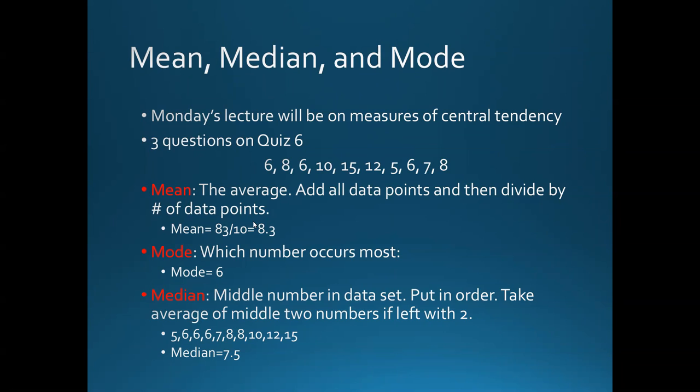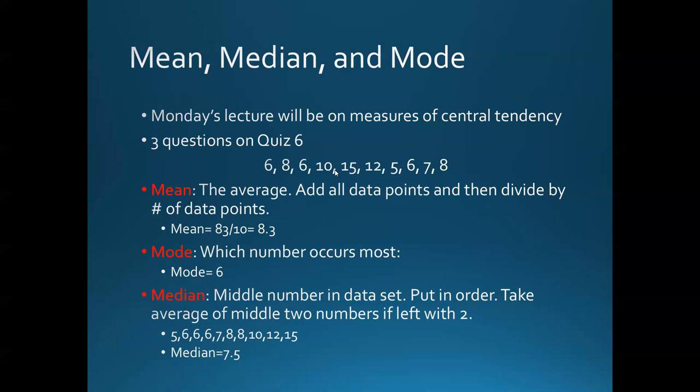The mode is just which number occurs most in the data set. And if you would go through, you would realize that 6 occurs the most, and it happens 3 times. And then the median is the middle number in the data set. You just have to put them in order and then go along the ends, keep on chopping them off till you get to the center of the data set. If there are 2 numbers left because you have an even amount of numbers, you just take the middle.